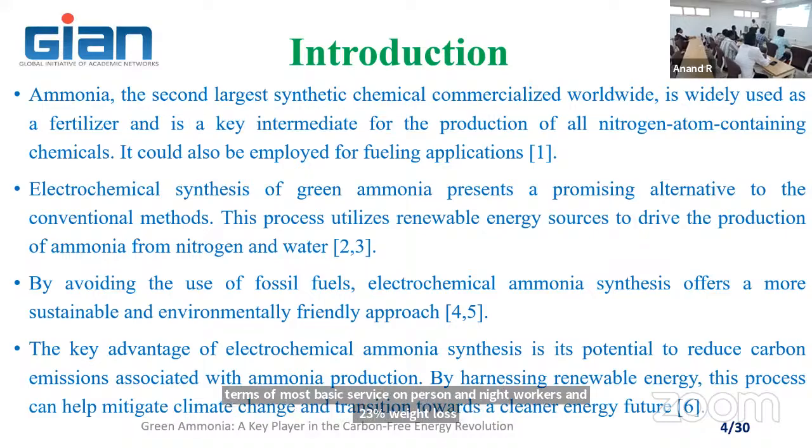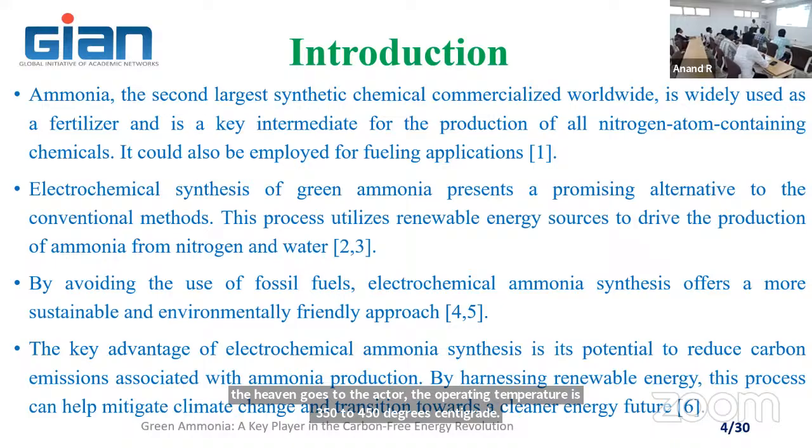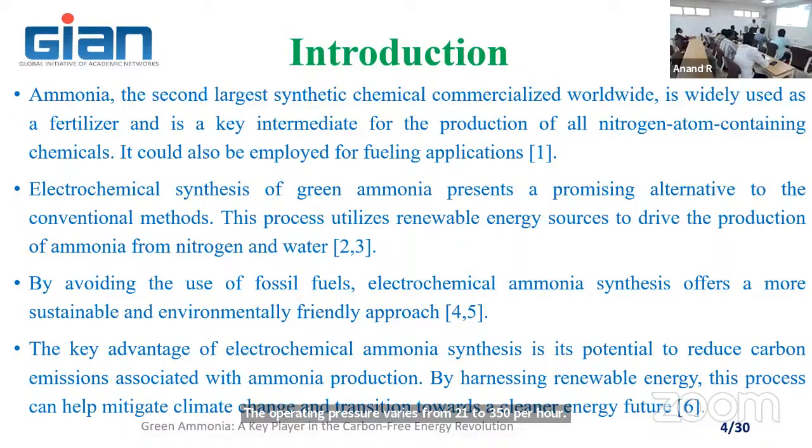To react the nitrogen and hydrogen to form ammonia, you need certain operating conditions. The pressure and temperature play a major role, along with a suitable catalyst. In the Haber-Bosch reactor, the operating temperature is 350 to 450 degrees centigrade. The operating pressure varies from 200 to 350 bar, that is 300 or 350 times the atmospheric pressure. You know that atmospheric pressure is 1.013 bar, which is 1.013 times 10 power 5 Pascal, also equal to 1.013 times 10 power 5 Newton per meter square.